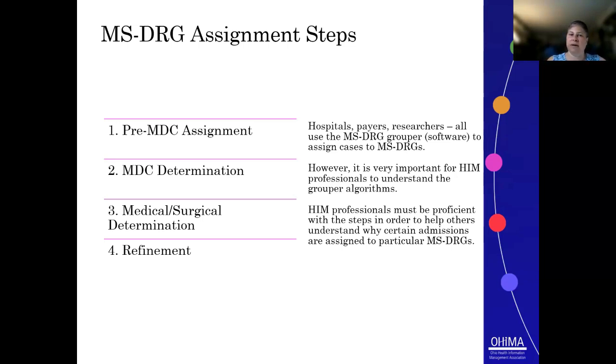When I was the assistant director at OSU Medical Center, I had physician leaders come to me and have me explain to them why cases were grouping one way or another. So a valid answer isn't "because that's what the grouper does," right? We have to be able to say, this is why this admission was assigned to this particular MS-DRG.